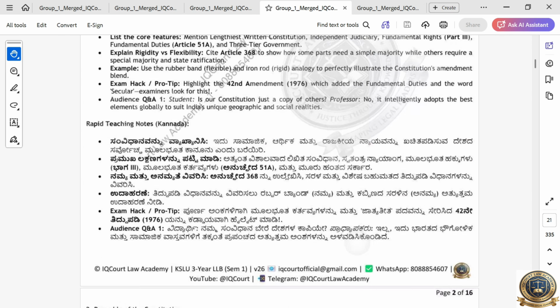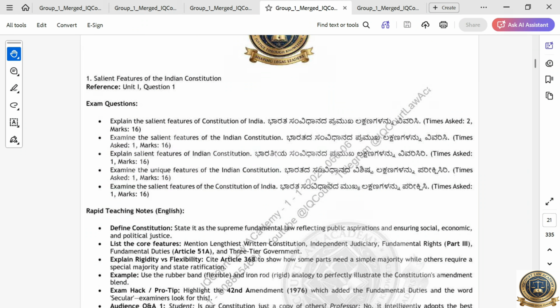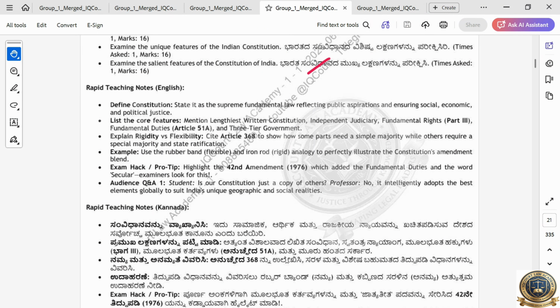Okay, all the best. Do you want the quick recap? I can explain. See, the first question, salient features: you have to explain the Preamble of the Constitution, fundamental rights reflecting the public aspiration, ensuring social, economic and political justice.